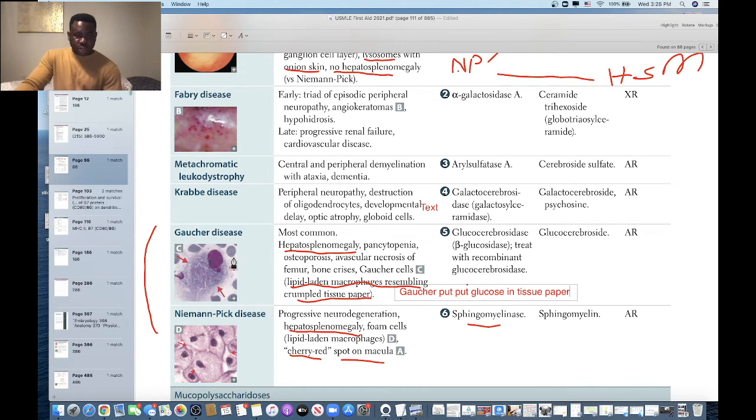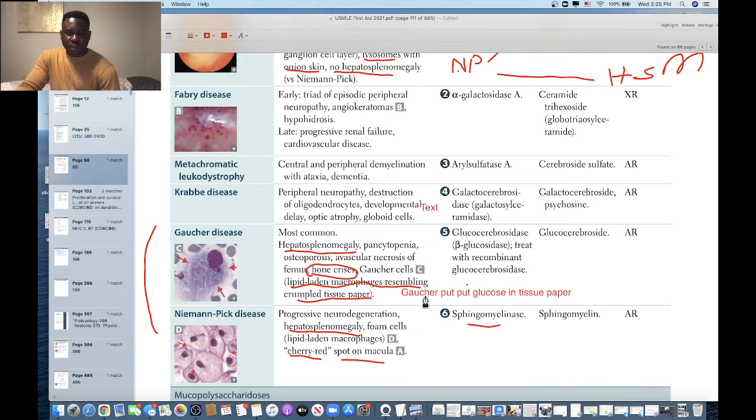And so we should be able to differentiate both of them too, because both of them have hepatosplenomegaly, and they all have lipid-laden macrophages. So just remember that both of them have a similarity, but the cherry red spot can be a classical differentiation between the two. Also, these people have bone crisis, whilst Niemann-Pick does not have bone crisis.